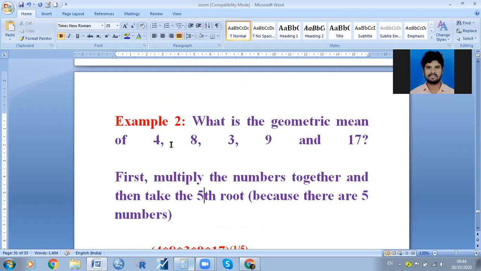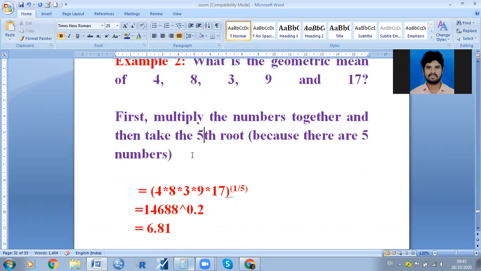Then the next example, where the number of observations is 5. What is the geometric mean of 4, 8, 3, 9, 17? As we said, we need to multiply all the numbers together. See here, 4 into 8 into 3 into 9 into 17, power of 1 by 5. Why have we taken 1 by 5 here? Because the number of observations is 5. The N value is 5.